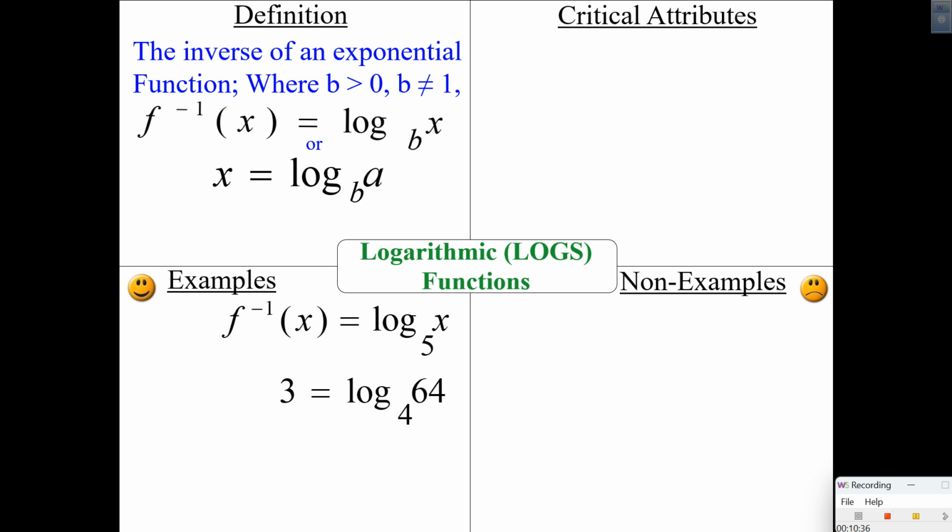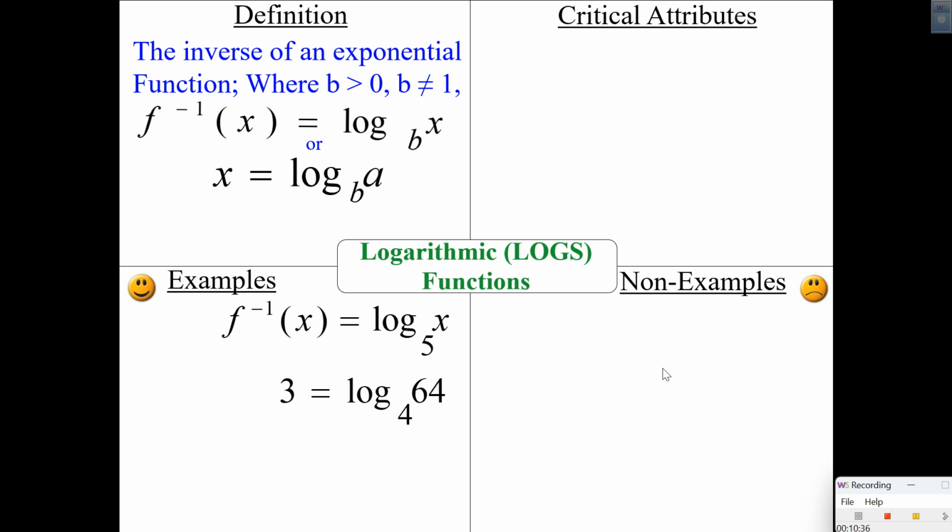All right, good conversations. Caleb, what makes these so different? That's true. This one has a word inside of the function. That is correct. And to be exact, it's the word log. So with that said, look at the non-examples.